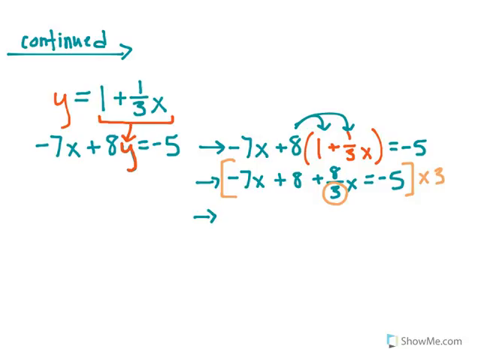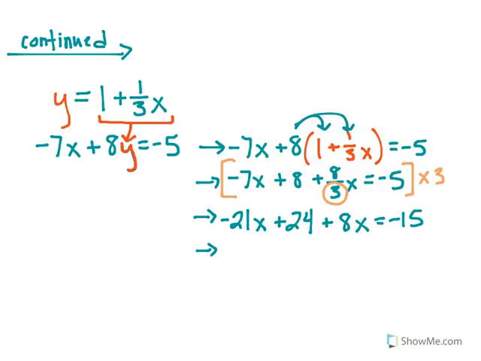So let me show you what that looks like, because I think that would be a really good idea for this one. So negative 7, the first number here, times 3 is negative 21x. The next term is 8. 8 times 3 is 24. And 8/3 times 3 is just 8x, because now that 3 cancels out. And negative 5 times 3 is negative 15. So now no fractions. That's pretty nice.